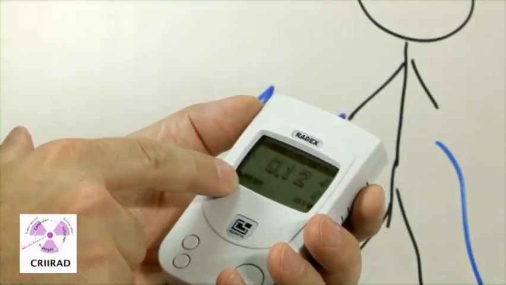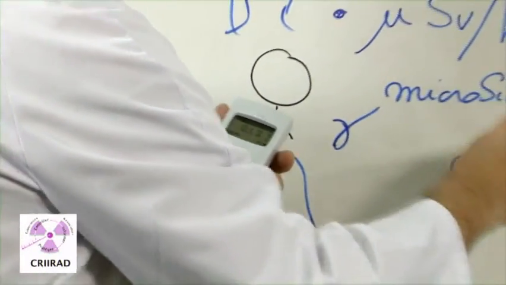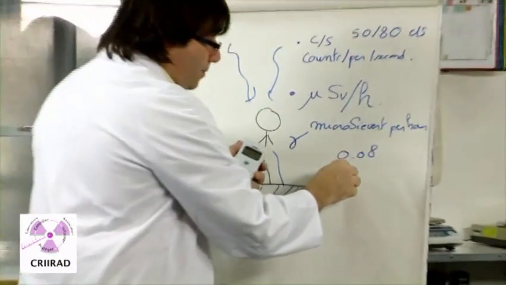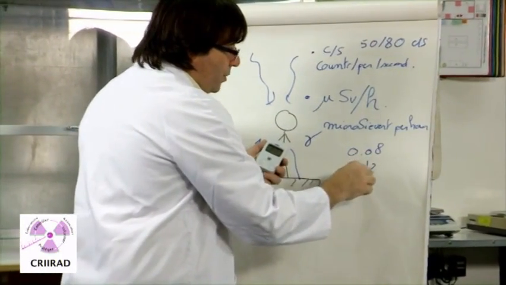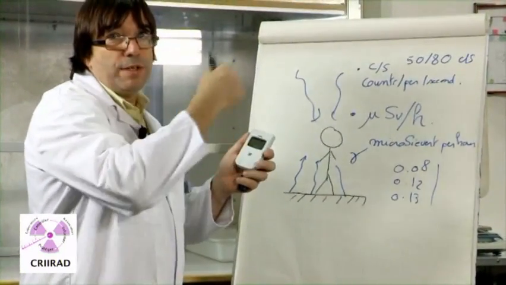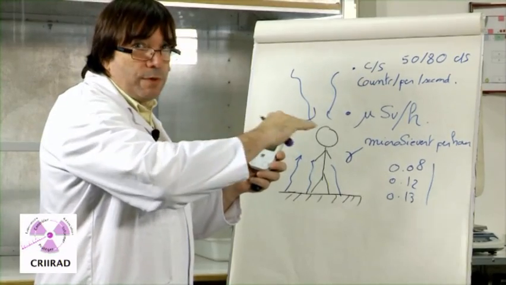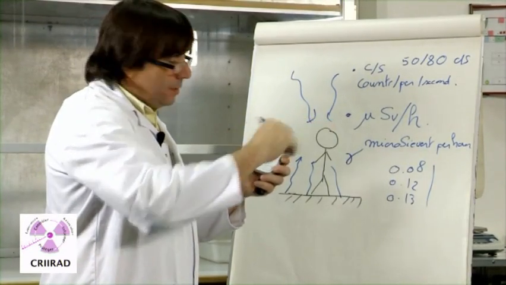At this moment, we have 0.08 microsievert per hour. Now 0.12, 0.13, and I'm waiting for him to finish his counting cycle so that he will give us a sort of correct value.